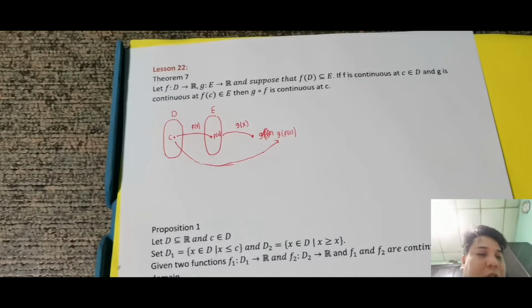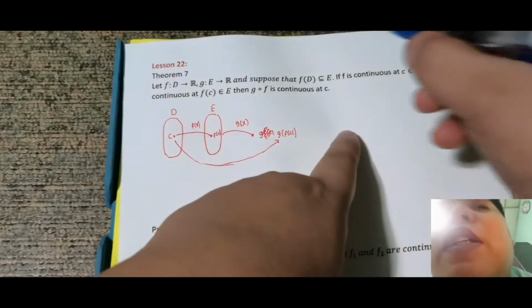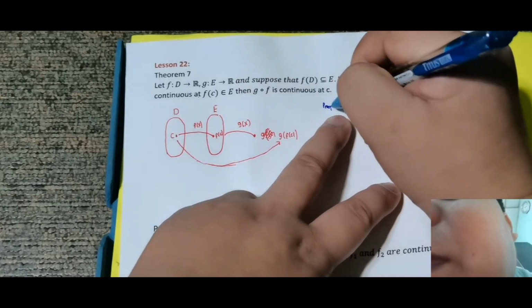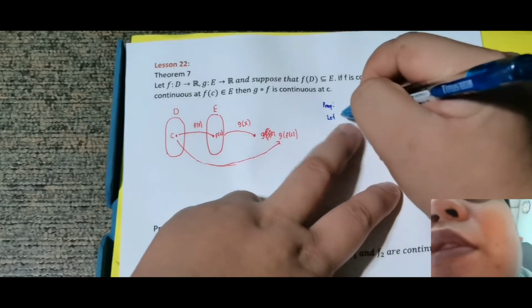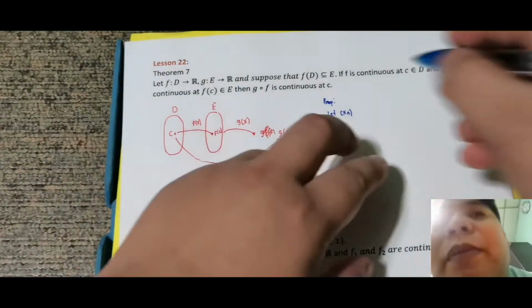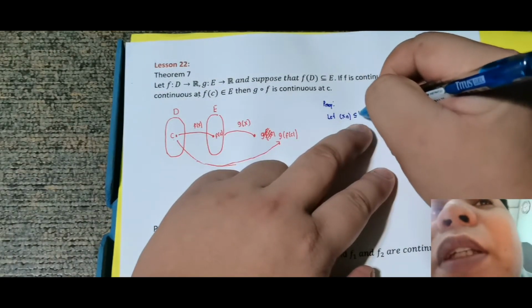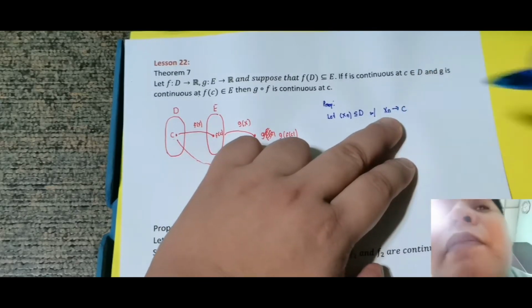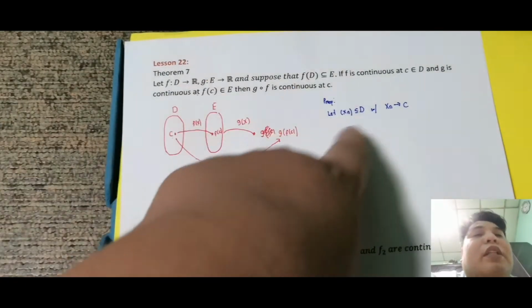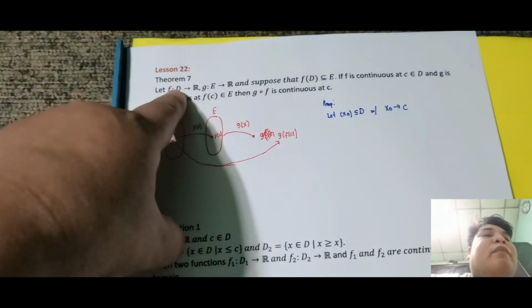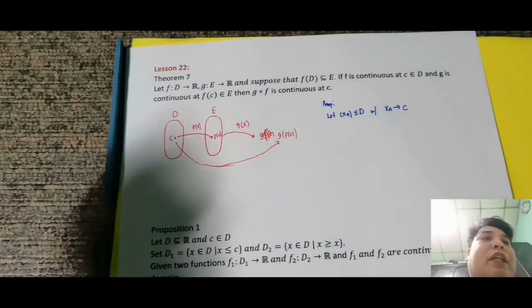So check natin. Meron tayong dito, no? Suppose f of D is a subset of E. So kung naaalala nyo, meron tayong definition. Ito yung proof. So ganito ko siyang way gagawin. Okay, so let x sub n be a subset of D with x sub n tends to C. So meaning, since yan yung ginawa ko ulit, gumawa ko ng sequence dun sa domain ng f, okay, na kung saan yung kanyang limit is yung C, kasi nga yung f is continuous at C.